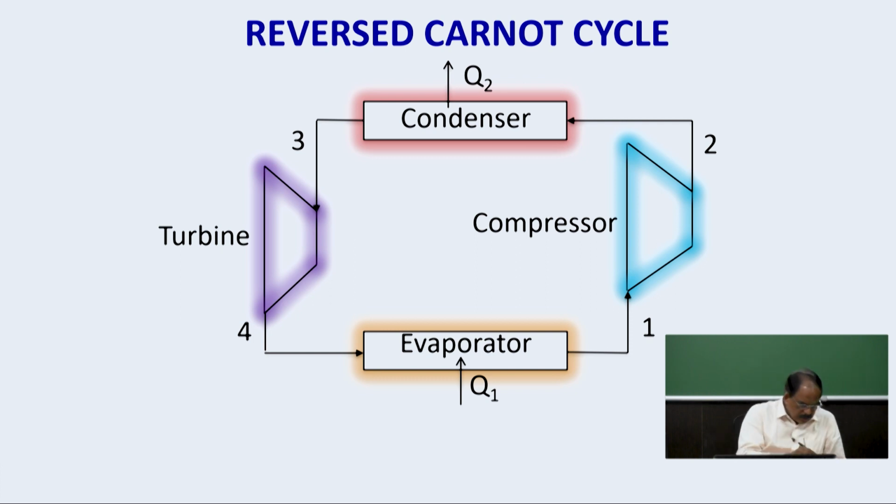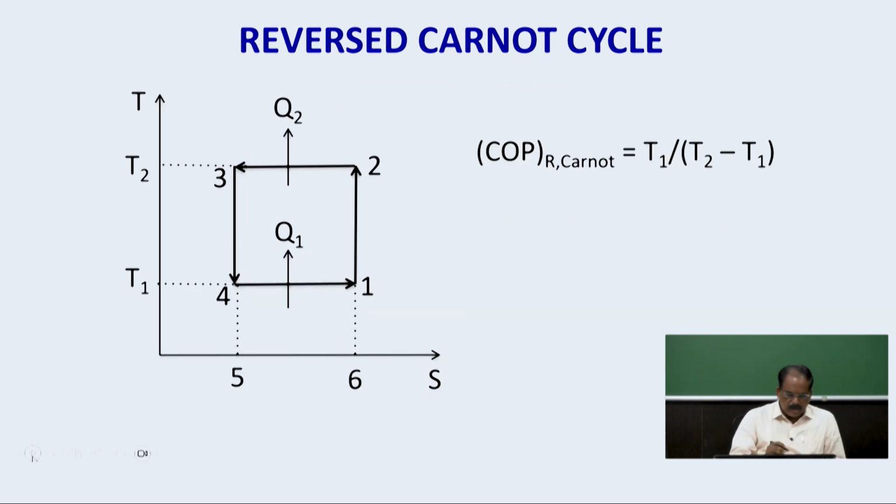So let us go to the diagram. This is the TS diagram of a reversed Carnot cycle. Of course, this is not the actual refrigeration diagram. The Carnot cycle and the reversed Carnot cycle are both ideal cycles.